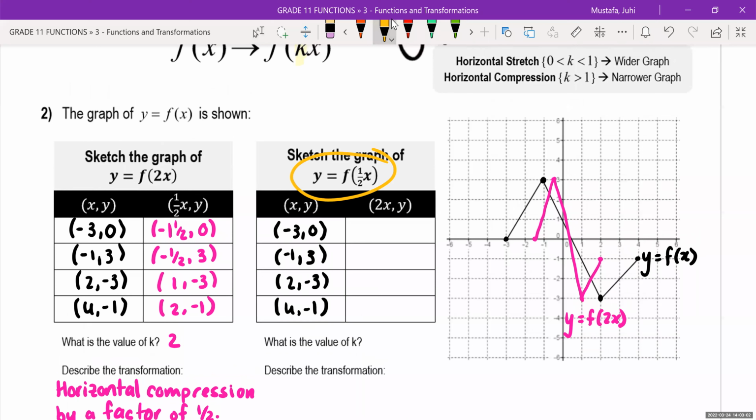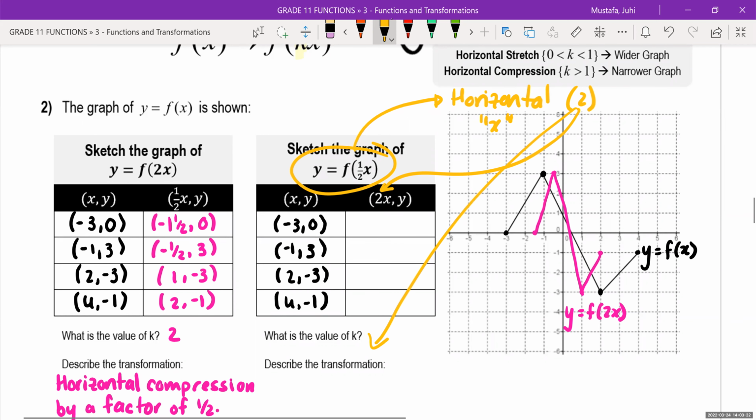I see a number inside of the bracket attached to my x. That means that is something to do with my horizontal. It's going to affect my x value. I also know anything inside of the bracket that affects my horizontal has to be switched to the opposite. The opposite of 1/2 is just a whole number 2. Where am I going to use that 2? I'm going to use that 2 for my mapping coordinates. So I'm going to multiply my x with the 2. And I am going to use that 2 to describe the transformation.